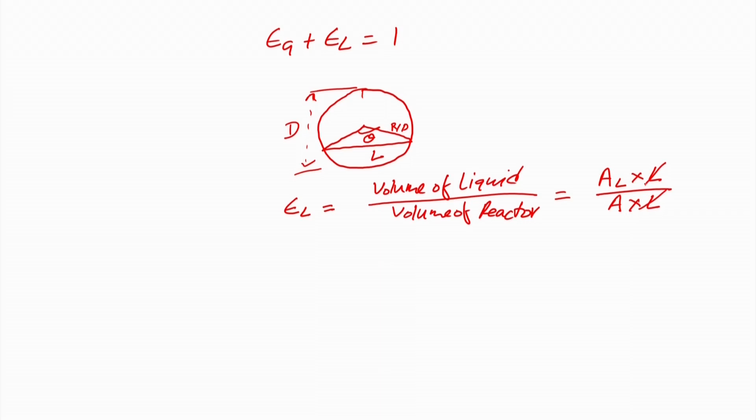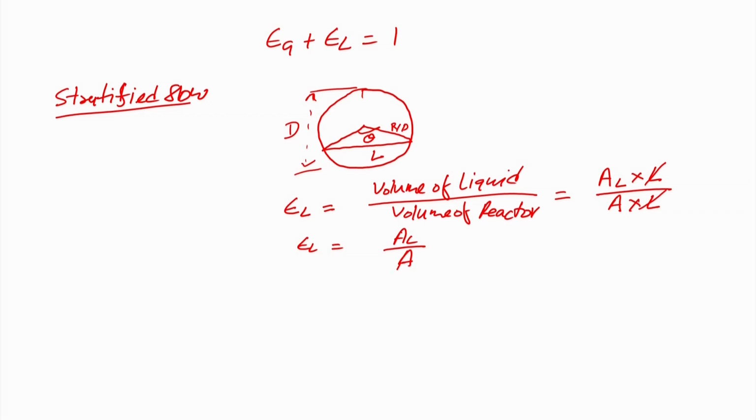So, that will be cancelled out because in the case of stratified flow, we are doing this calculation all for stratified flow. So, this will be cancelled out. So, epsilon L will be equal to A L upon A, because they are being separated with this. Now, what we need to do? We need to calculate the A L value.